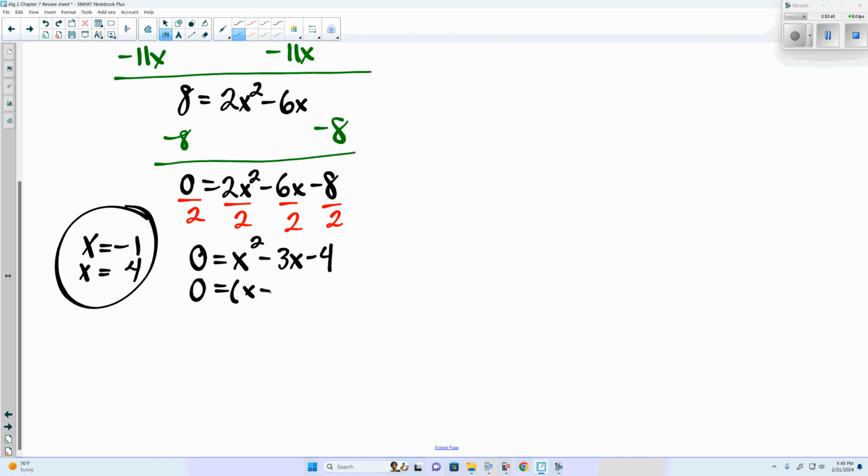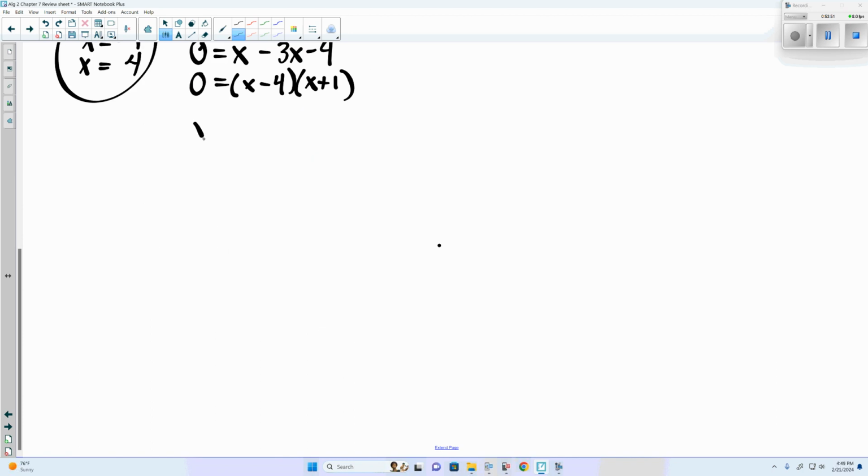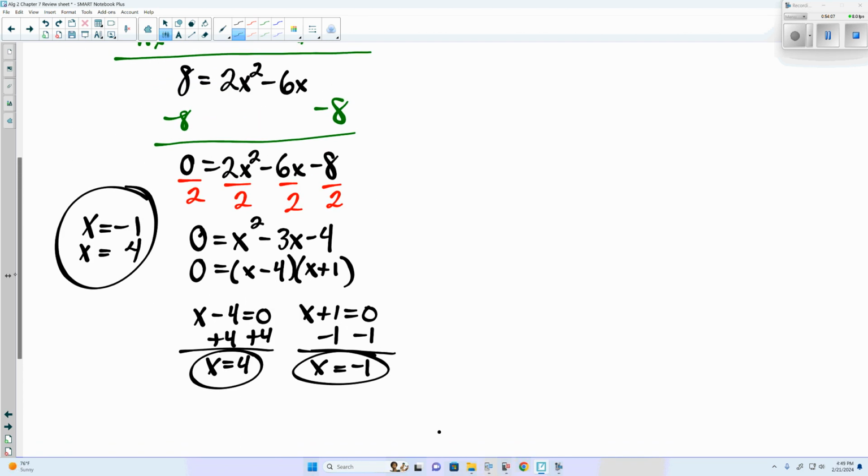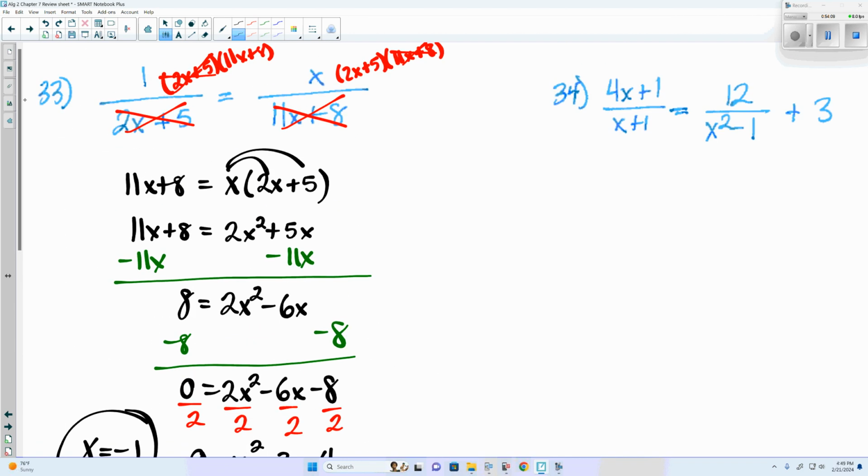Because if we factor this, we'd have x minus 4, x plus 1 as the factors. Whenever we have 2 or more things multiplied together to equal 0, one of them must be 0. And with our x minus 4, we would add 4, telling us x is 4. With our x plus 1, we would subtract 1, giving us our 2 answers here. So factoring also works.